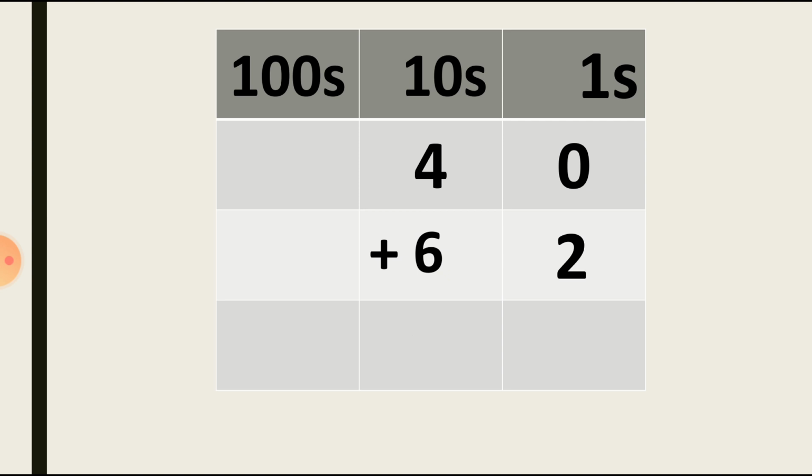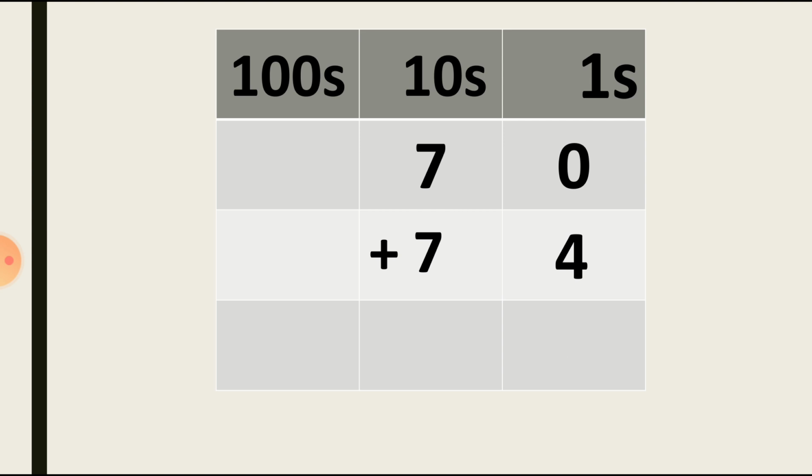Now the next one, 0 plus 2. So students, 0 plus 2 is equal to 2. So write down number 2 under the ones column. Next one, at the tens column, 4 plus 6. So 4 plus 6 is equal to 10. So you can write down number 0 under the tens column, and the other number will move as a carry forwarded number at the hundreds column. You can write down this number this way under the hundreds column. So the answer is 102. This way you can write it down.